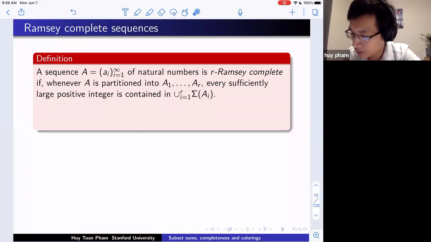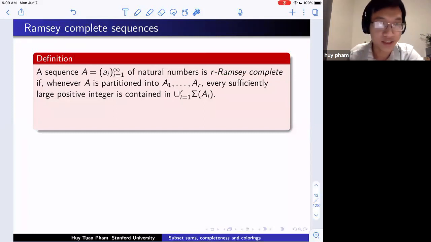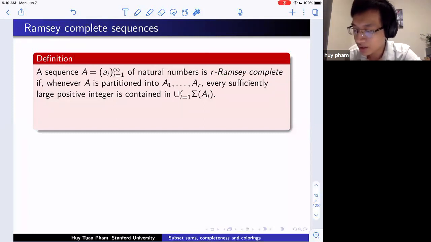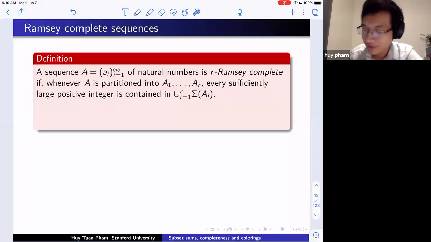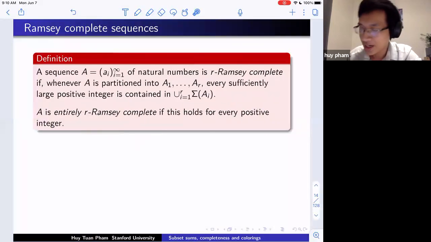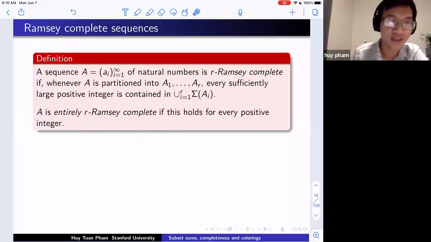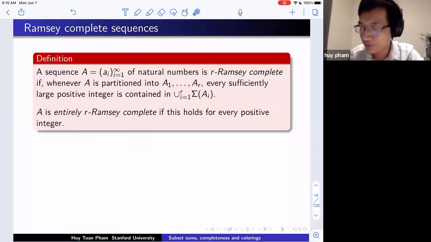And the notion we will talk about is the notion of R-Ramsey completeness. A sequence is R-Ramsey complete if for any R-coloring of the sequence, or in other words, for any partition of the sequence into R parts, every sufficiently large positive integer can be represented as a monochromatic subset sum. Or in other words, the union of the subset sums of all the color classes will contain all sufficiently large positive integers. And as before, we say that a sequence is entirely R-Ramsey complete if this property holds not only for sufficiently large integers, but for all positive integers.